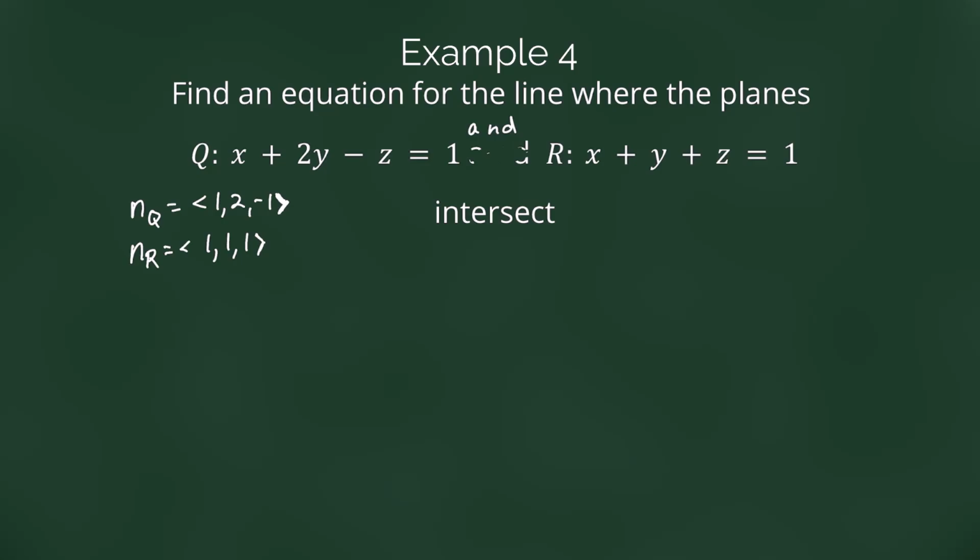So now that we know they're not parallel, we can proceed. Now, we need two pieces of information in order to write the equation of a line. We need a vector, and we need a point. And so we're going to find each of those separately. Now, the vector must be perpendicular to n_Q and n_R. If that vector lies inside of the plane, then it's perpendicular to both of the normal vectors, which means that one vector that would work is n_Q times n_R. That's going to work as our direction vector.